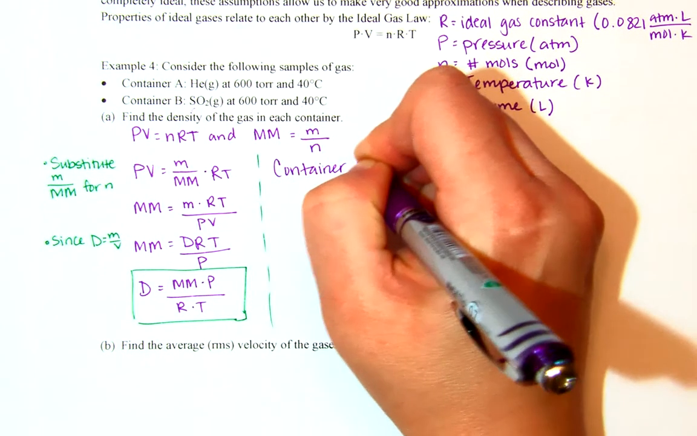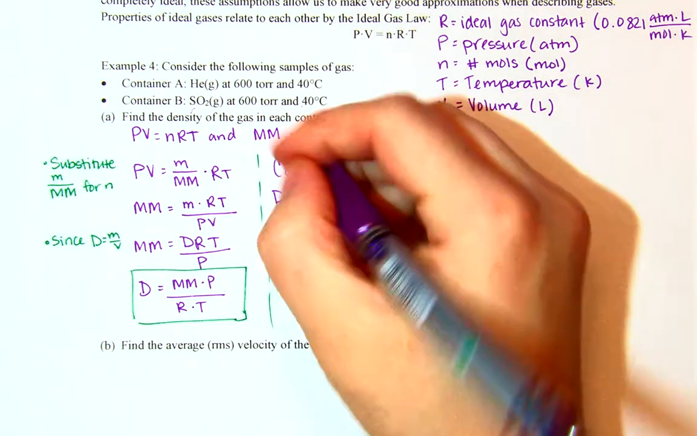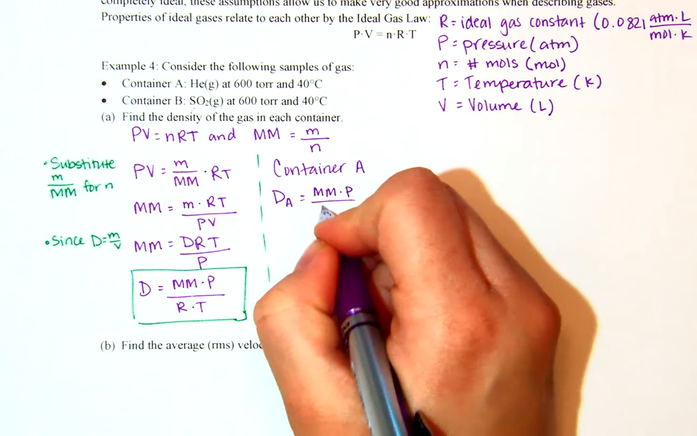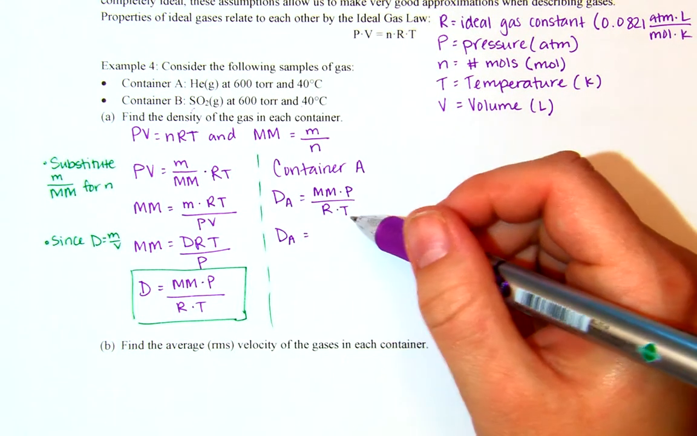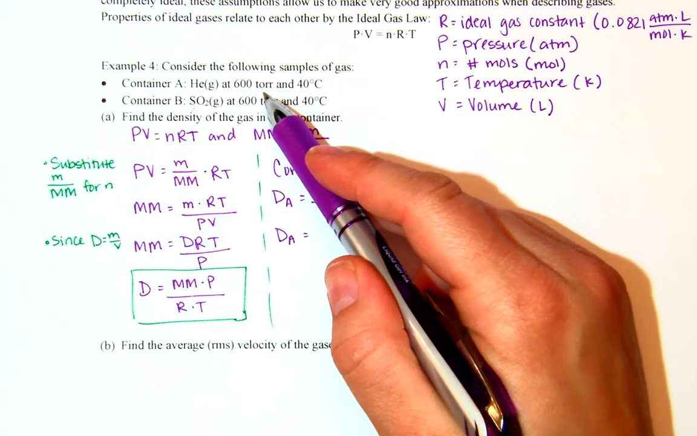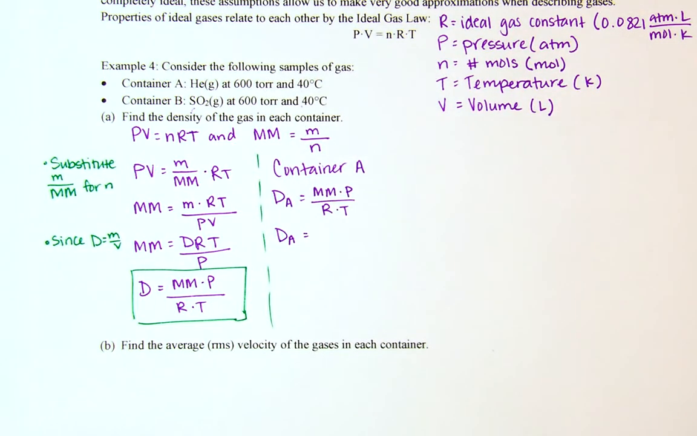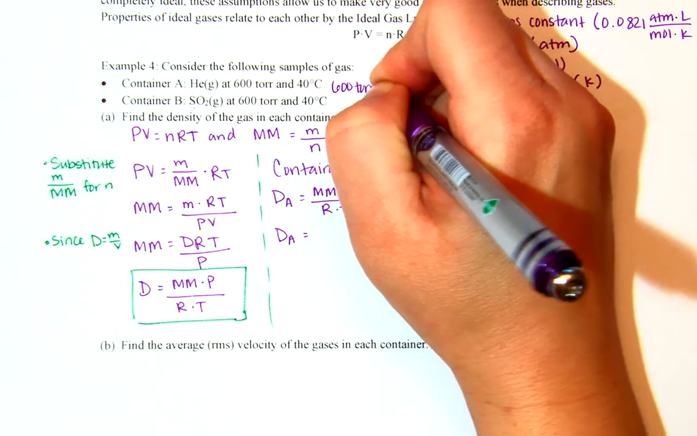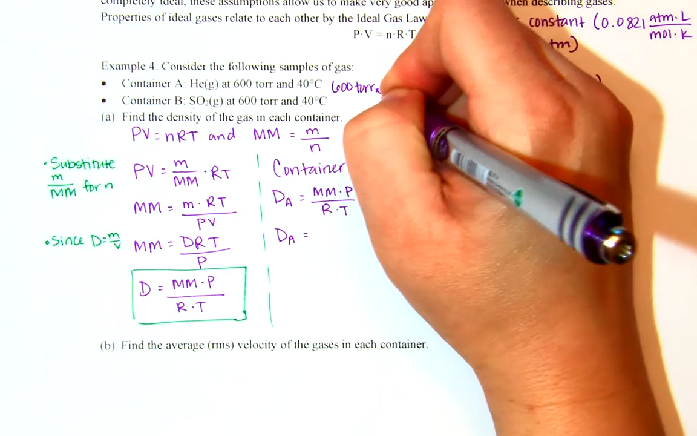So for container A, I'm just going to label this D sub A for density of A. Molar mass times its pressure over the ideal gas constant times temperature. So I'm going to need to calculate my pressure here. It's in torr, so I'm going to need to put that in atmospheres. So if you look on the back of your periodic table, you'll see the conversion factors. So 600 torr is equal to 1 atmosphere over 760 torr.